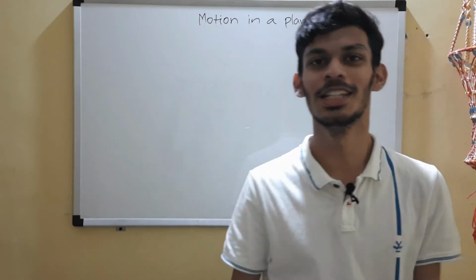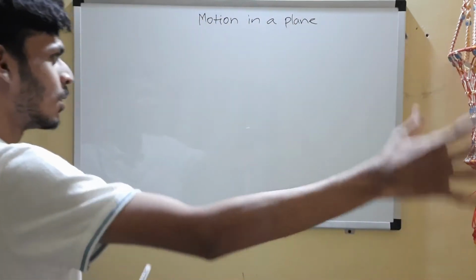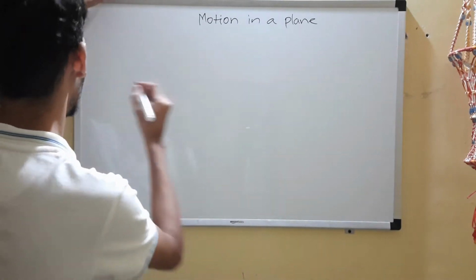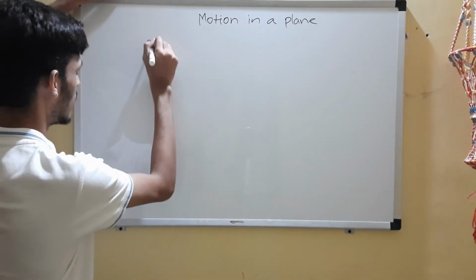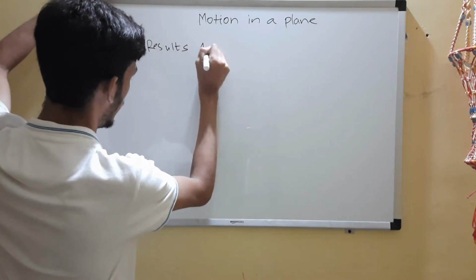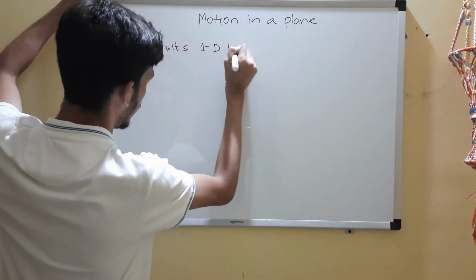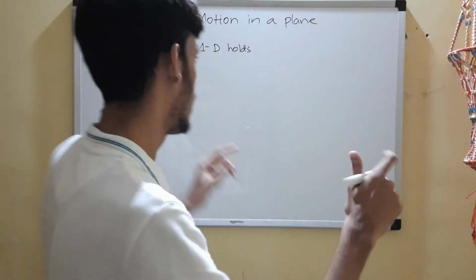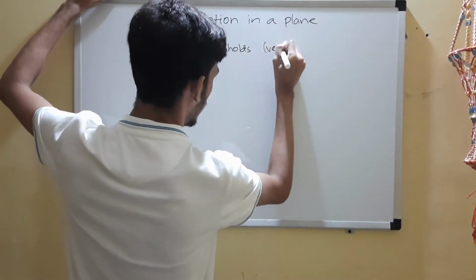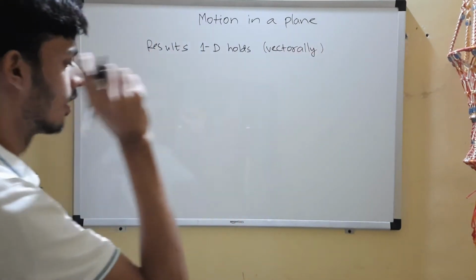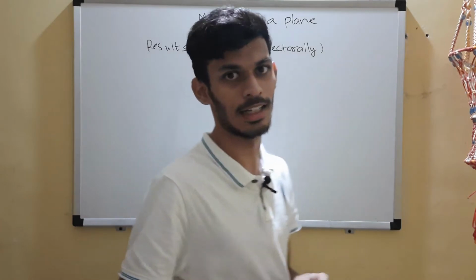Now I'm going to throw a little bit of bookish knowledge on you, so get ready, don't get bored. It's very easy, and we'll cover it in a jiffy. All the results in 1D will hold now. We know that results of 1D hold. You just have to keep in mind the vector aspect, so place everything vectorially.